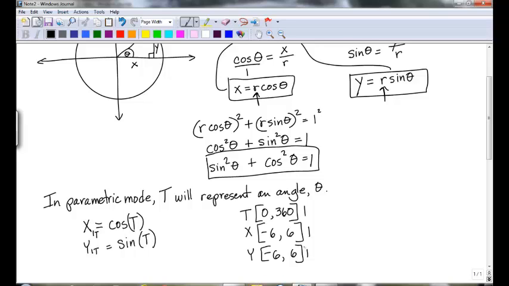And y sub 1t, do sine of t. We got to do the window. For t, we're using it to represent an angle. So we're going to go from 0 to 360. The step, I'm just going to go, now, it's going to go slow because it's going to figure 360 points and connect them together. For the x-min, I'm going negative 6, x max 6, scale 1. And then negative 6 to 6, scale 1, and graph it.